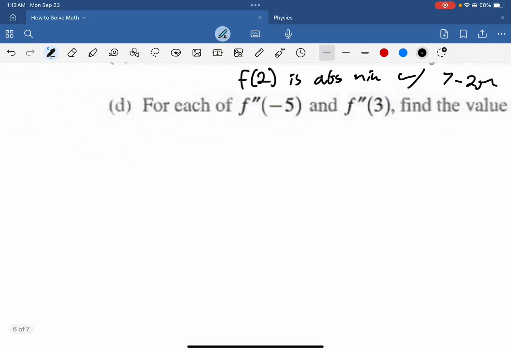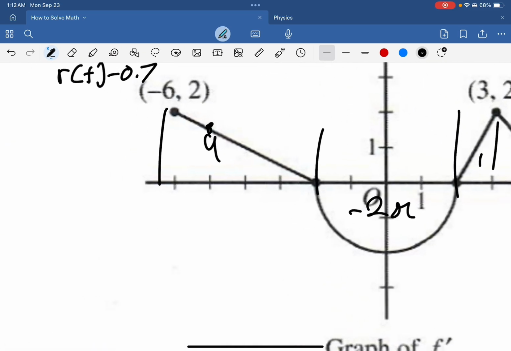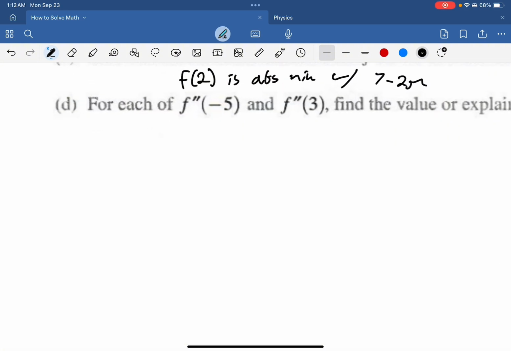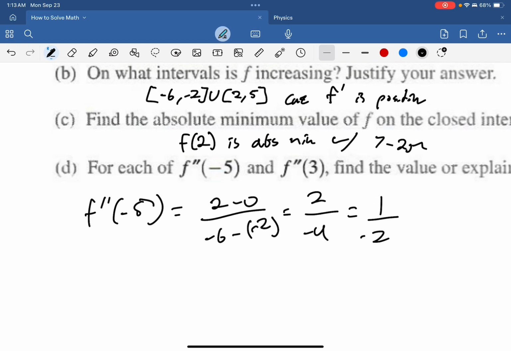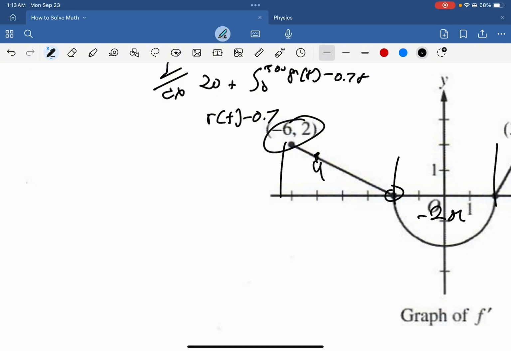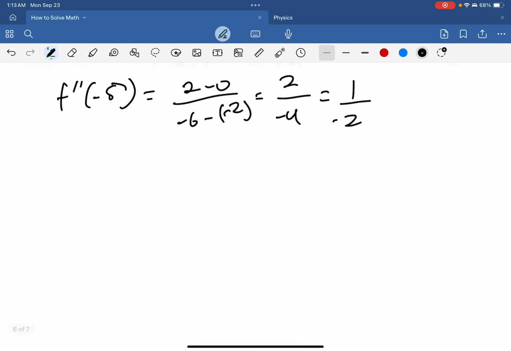Now we gotta do f double prime of negative 5. So we gotta find negative 5. Negative 5 is right there, which means now we just gotta find the slope of that. So f double prime of negative 5 is gonna equal 2 minus 0 over, right? No, sorry. And if you're wondering where I got these points from, it's because right there and right here it's negative 2, 0. And then you just do an AROC, average rate of change. So that's going to be your answer for f double prime of negative 5.